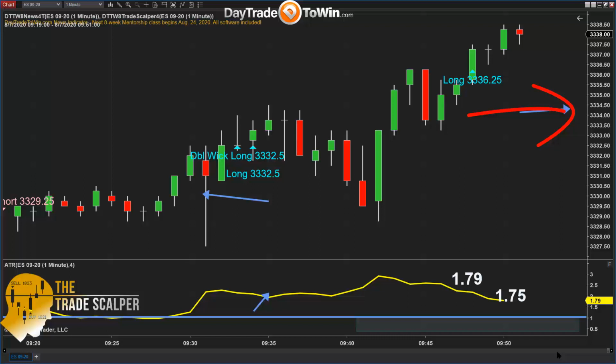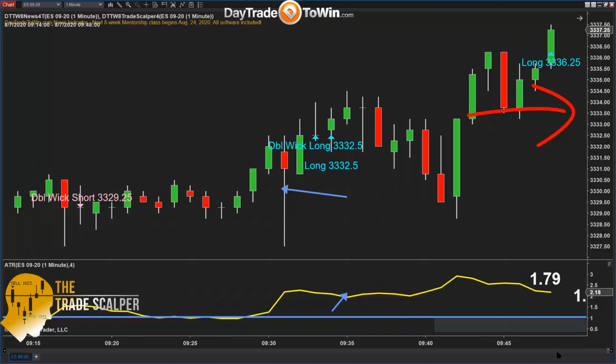Now, if you look at the candle that had the signal, it was 2.18. Again, very simply round down to the nearest quarter point, right? Because there's not really a 2.18 increment. There's only 2 points, or 2.25 points, or 1.75 of a point. So I round down. So this would be 2 points.